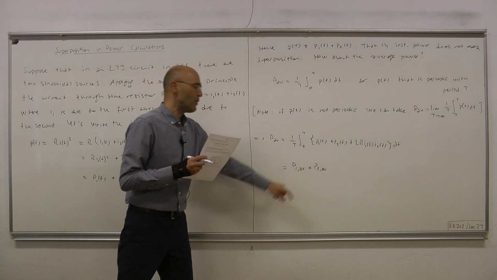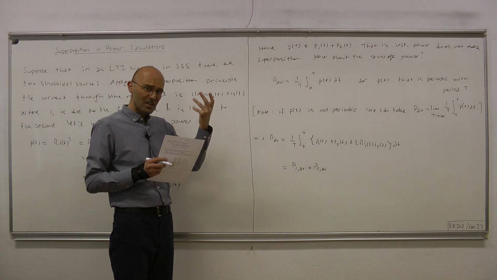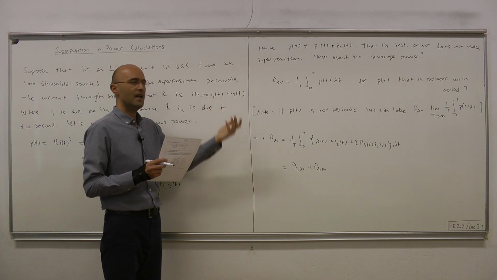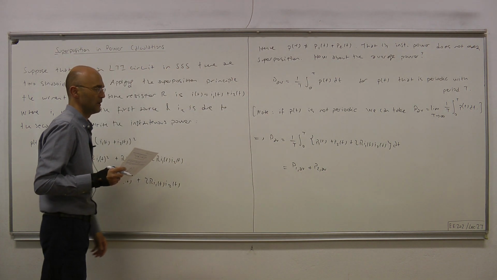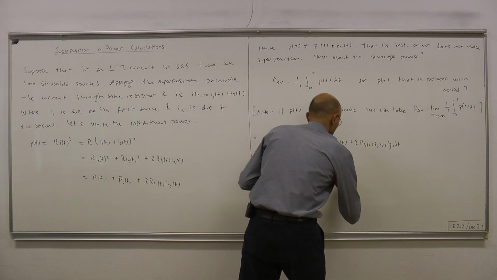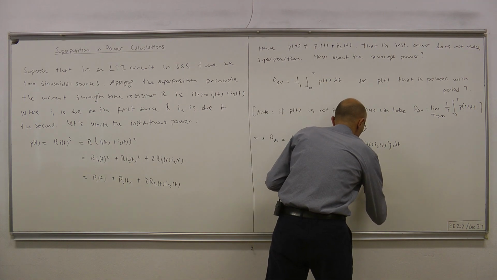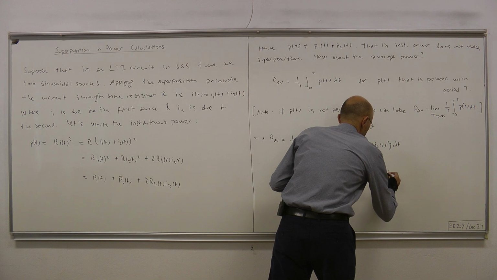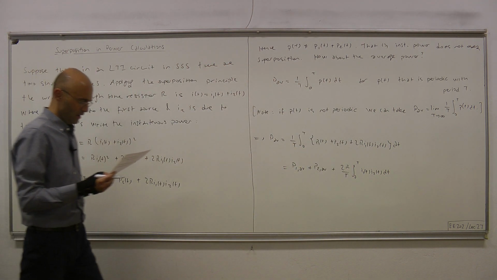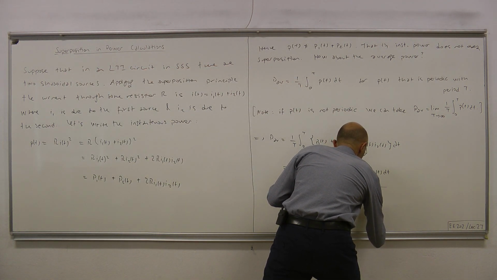Once again, P1 average is the average power delivered to the resistor when only the first source is active. So that's the power due to I1 of t, and P2 average is defined similarly. And we have 2R over T from 0 to T, I1 of t, I2 of t, dt, the cross term. And let's call this cross term P12 average.